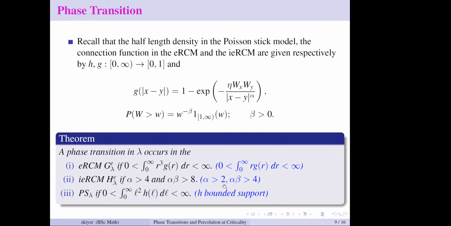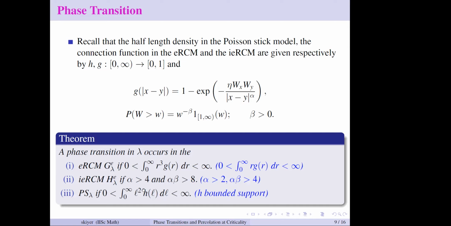If you recall, the condition for the model to be non-trivial was that the minimum of alpha and alpha beta should be greater than 2. And so alpha beta is required to be greater than 4 in order for the model to have a non-trivial phase transition. So if alpha beta is between 2 and 4, then lambda c becomes 0. So for any small positive lambda, you will have an infinite component in the graph.